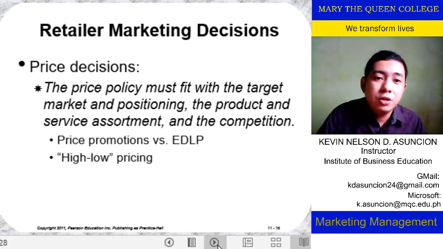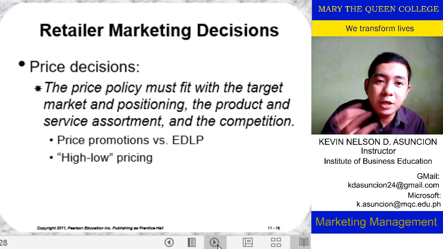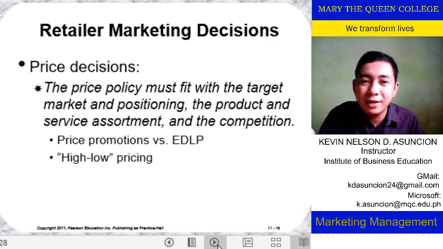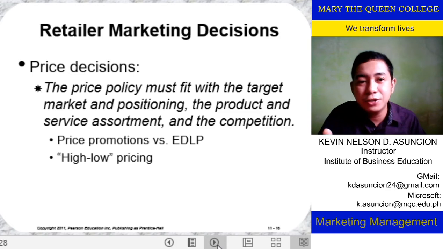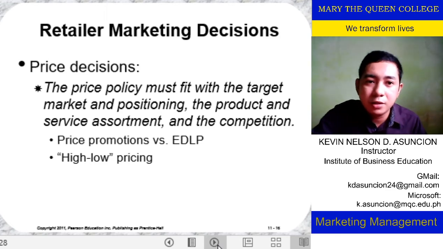No, so your price decisions, the price policy must fit with the target markets and the positioning. As I've mentioned, lagi ito sa lahat, halos lahat ng mga sessions natin and discussions, I always say to put into context na tamang effort para sa tamang tao. So, tamang decision para sa tamang tao.